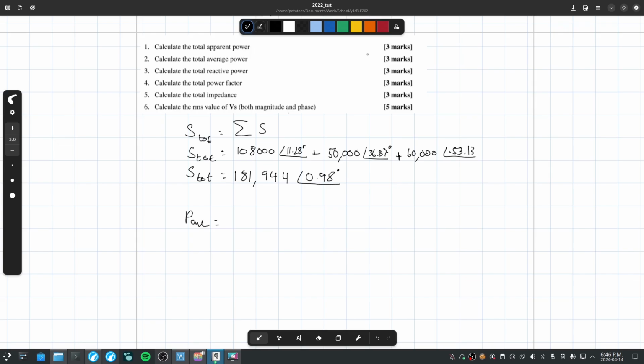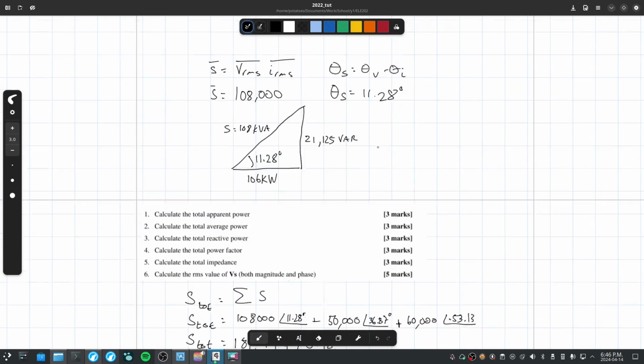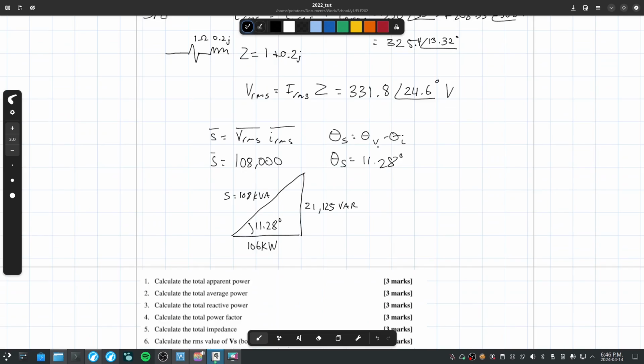Okay, now I'm getting very confused. Man, I always manage to screw up. I don't know how. Oh, did I put this in wrong? 1 second. 108 with a phasor of 11.28. 106,000 plus 21,000.